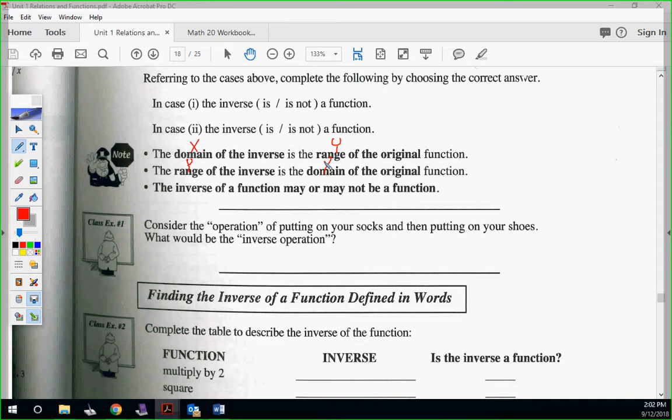If you take the inverse of something that is a function, it doesn't necessarily mean that the inverse is a function. So that's your 3 bullet points to get started. The inverse of a function may or may not be a function.